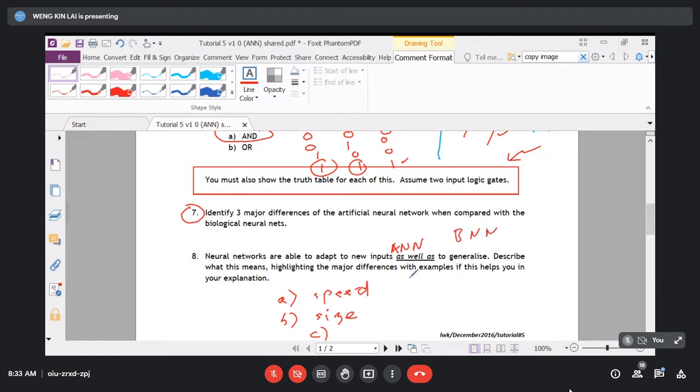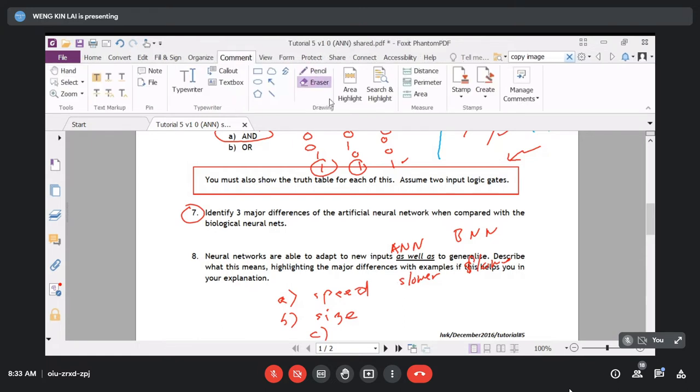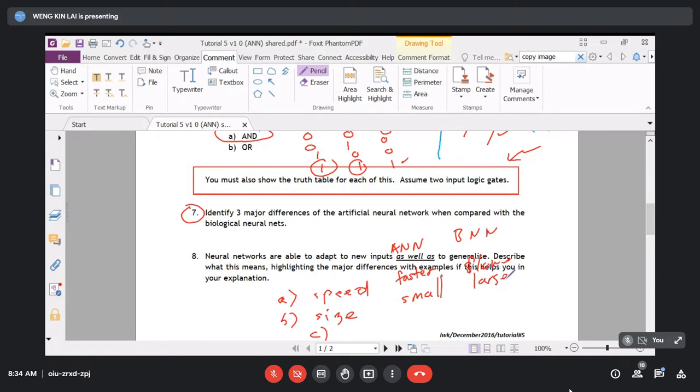So then you say this is slower compared to your biological neural network. This is faster. Oh, sorry, this is slower, right? This is faster. You have your faster processors. The size is of course small, you cannot do a large network. This one can be bigger, larger, because remember we talked about 10 to the power of say 11. Then how about connections?